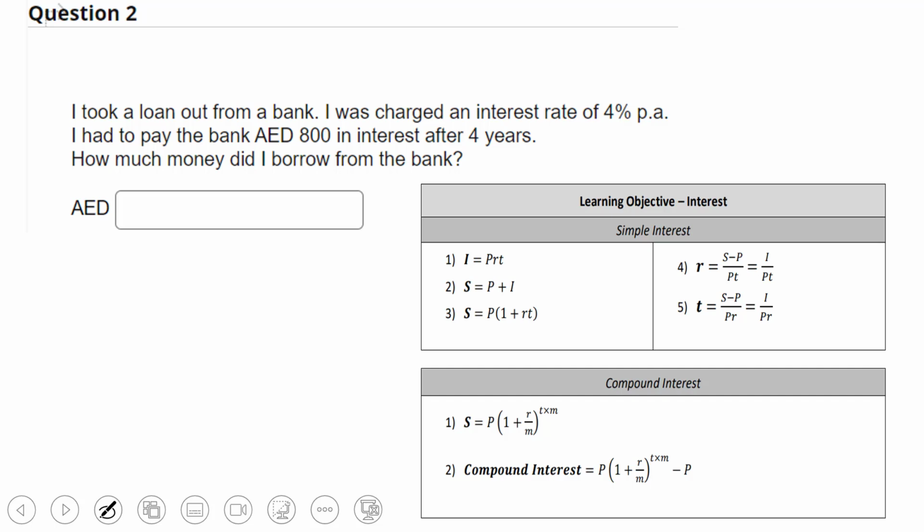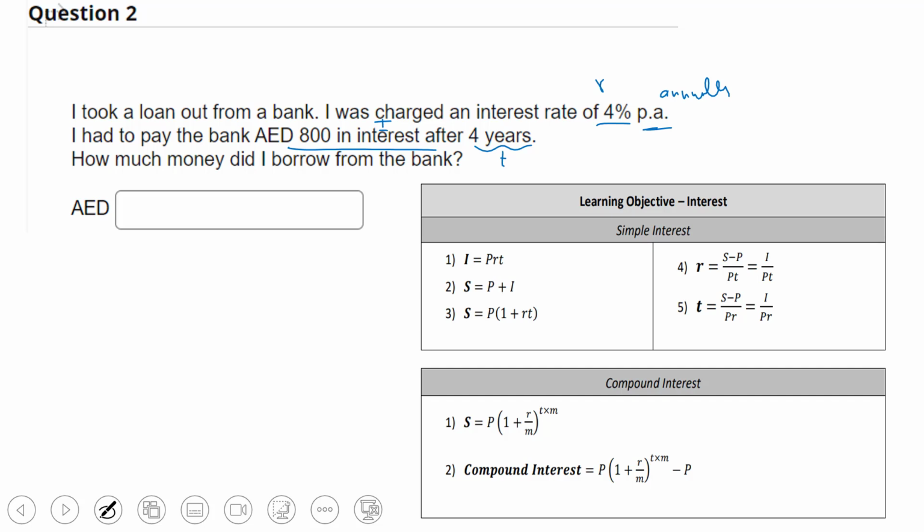Now, yes, I know. This is per annum. This is annually, right? So R is 4%. In this time, he paid 800 as interest. So this is I here. For the time, T is 4 years. It's given in years, so no need to change anything.